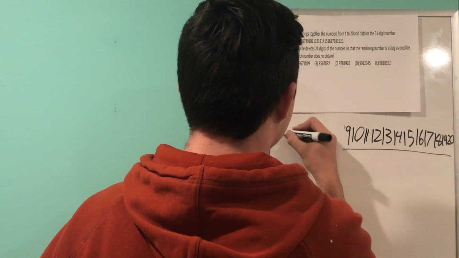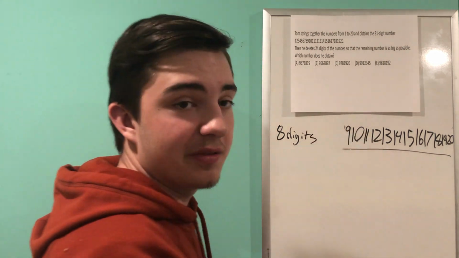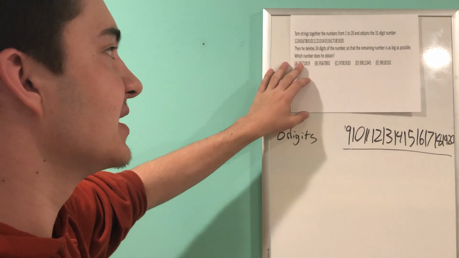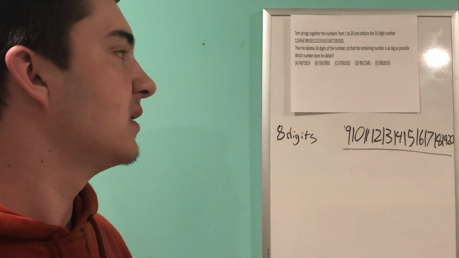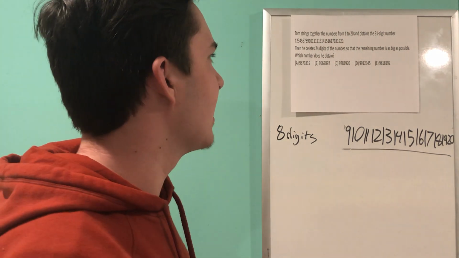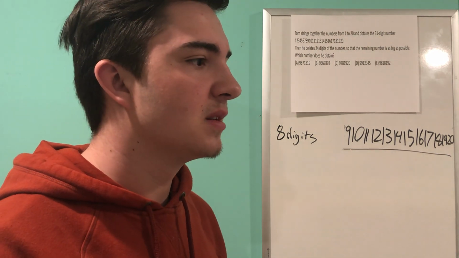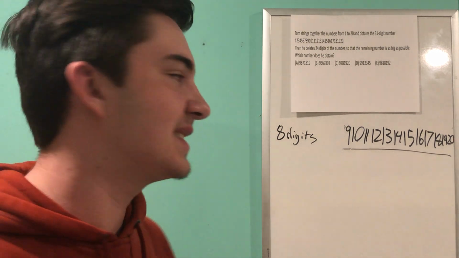So here were 8 digits. We'll just keep count of how many we got rid of. Then let's see what the next number in every answer choice is. We have 6, 5, 7, 9, and 8. We want the biggest number, so what's the biggest number there? 6, 5, 7, 9, or 8. Well, 9 is the biggest number. So let's try 9 and see if we can get to that second 9.